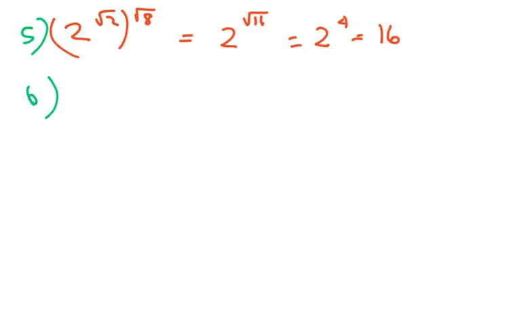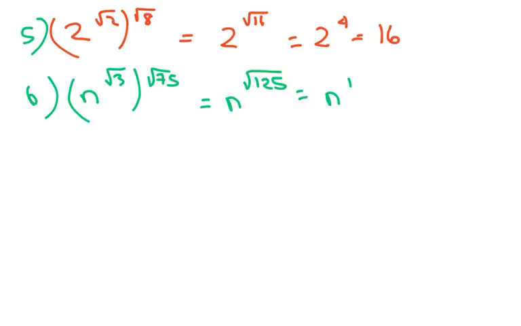6 would be n to the square root of 3 times the square root of 75. This is n to the square root of 125, which equals n to the 15th power. Both of these were power properties.